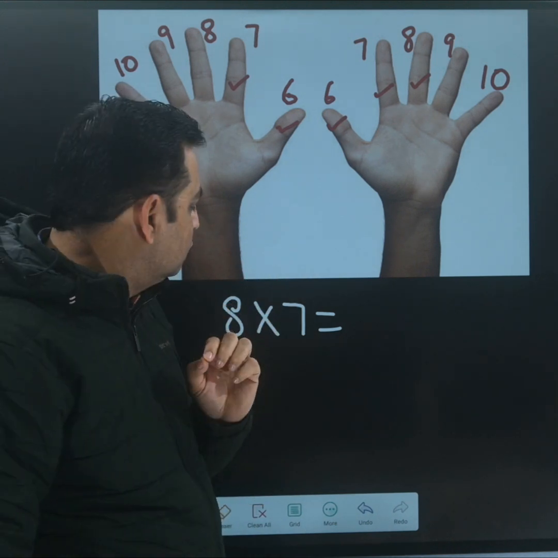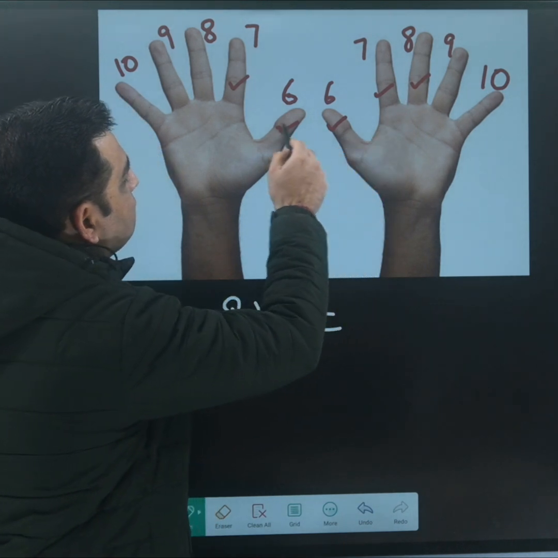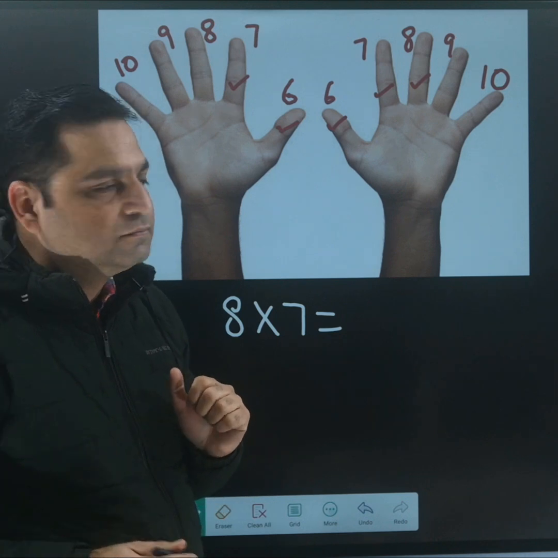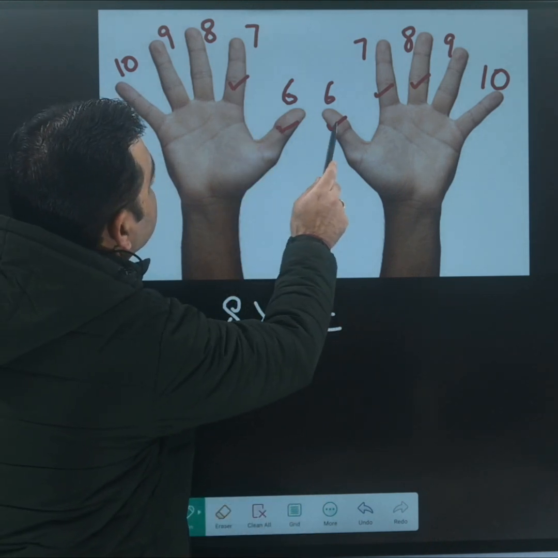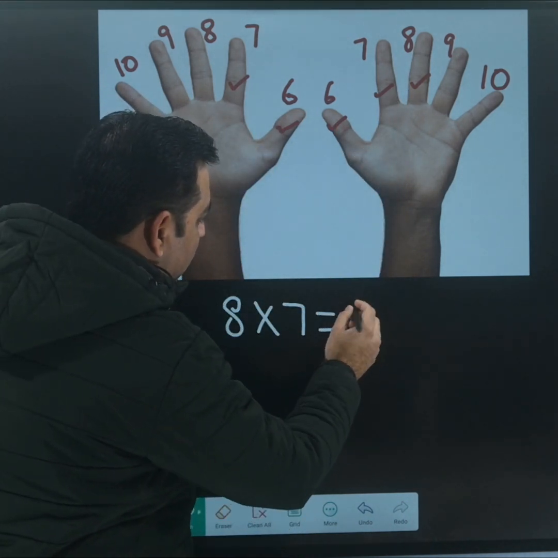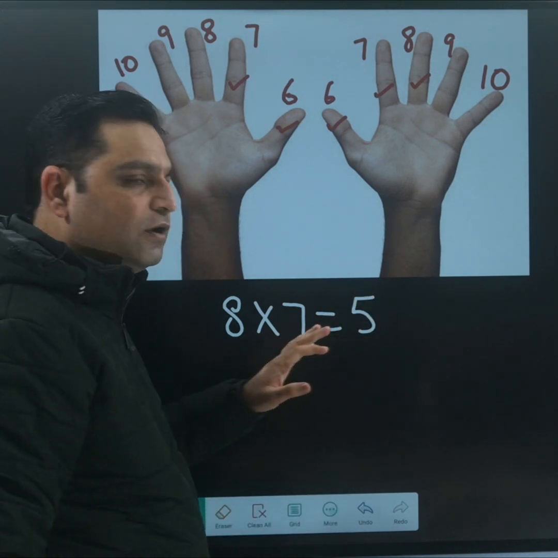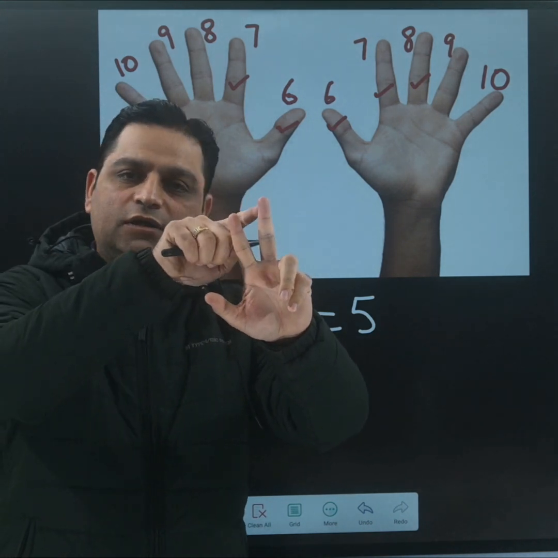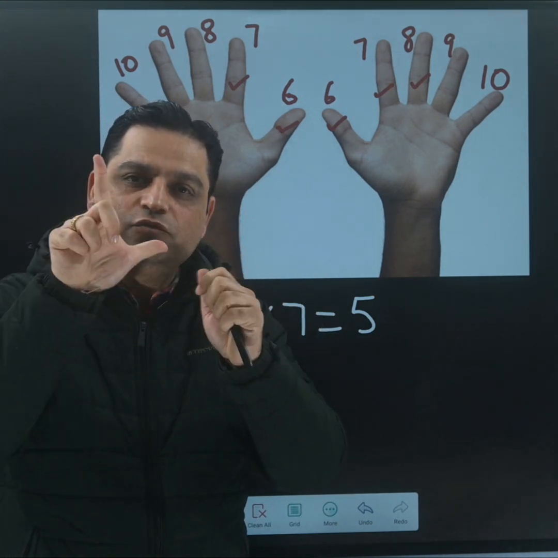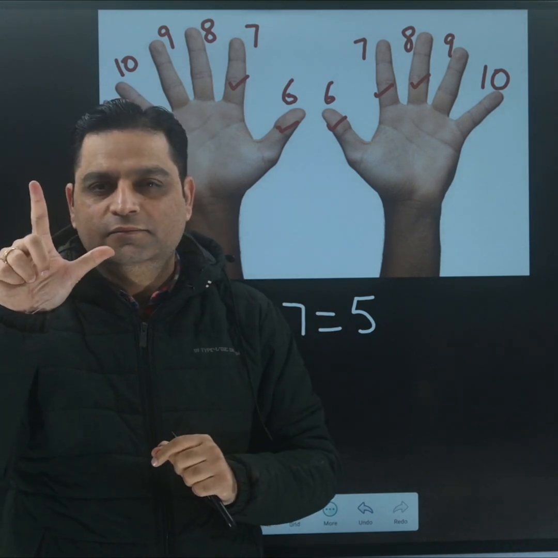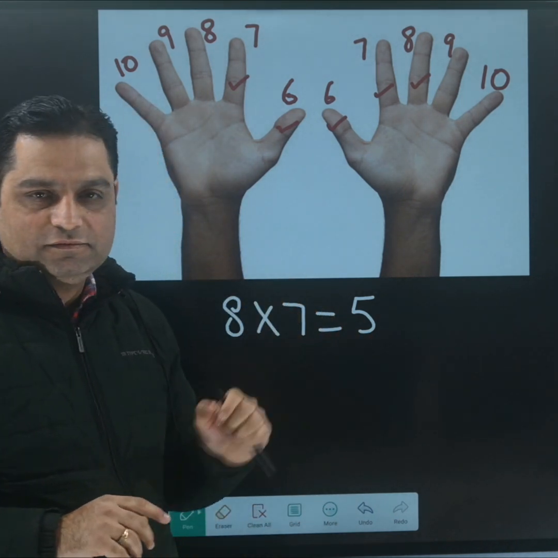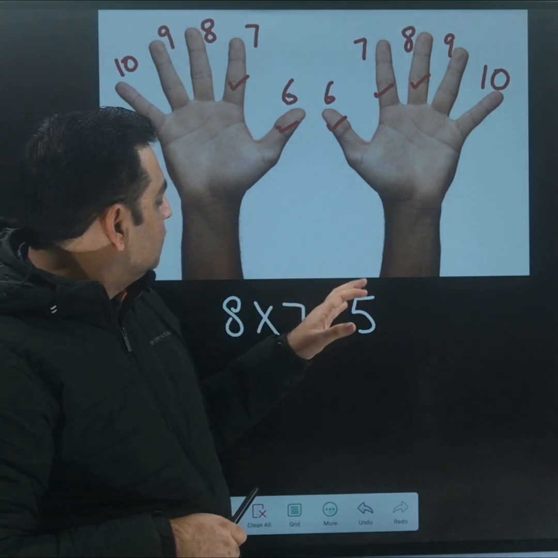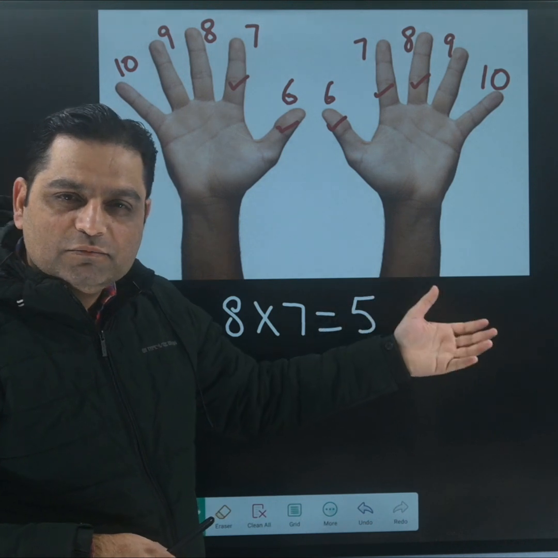Now what we need to do, just do the total: how many total fingers are used till now. 1, 2, 3, 4 and 5. 5 fingers are used till now, so I am writing 5. See, 3 fingers were used from the left hand, 2 fingers were used from the right hand. Add them and write 5. Then, it is not only 5, obviously one more number should be there.